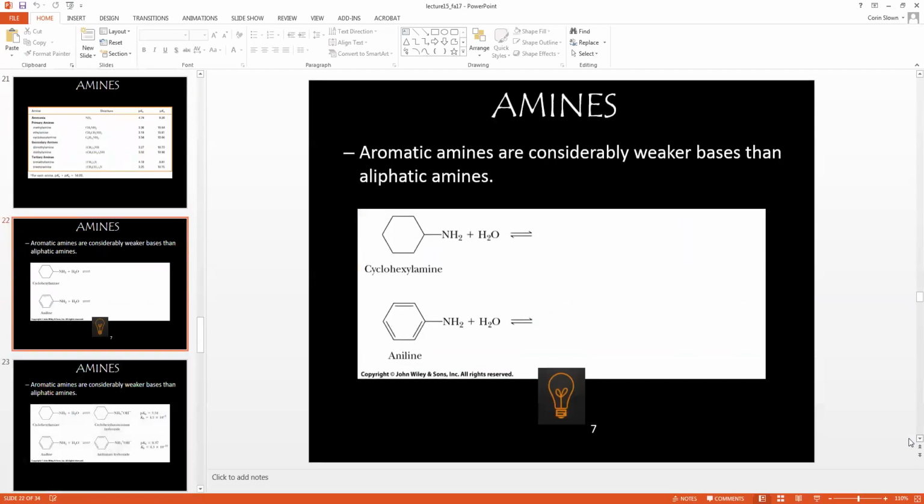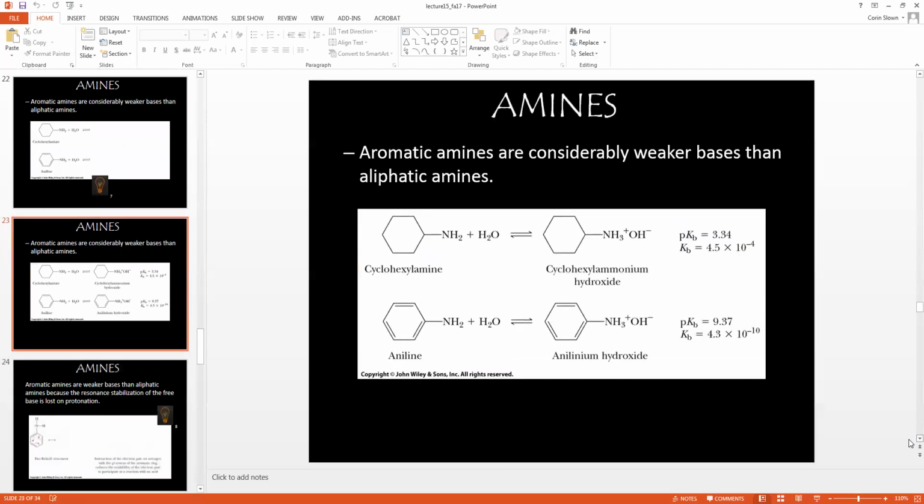So aromatic amines are considerably weaker bases than aliphatic amines. You can prove this if you think about resonance. So take a moment, draw the products for each of these reactions, and then tell me if resonance occurs for each of these compounds. If you identified that aniline will show resonance, but cyclohexylamine will not, you're correct. And this is why we see the difference in the pKb's of each of these compounds.